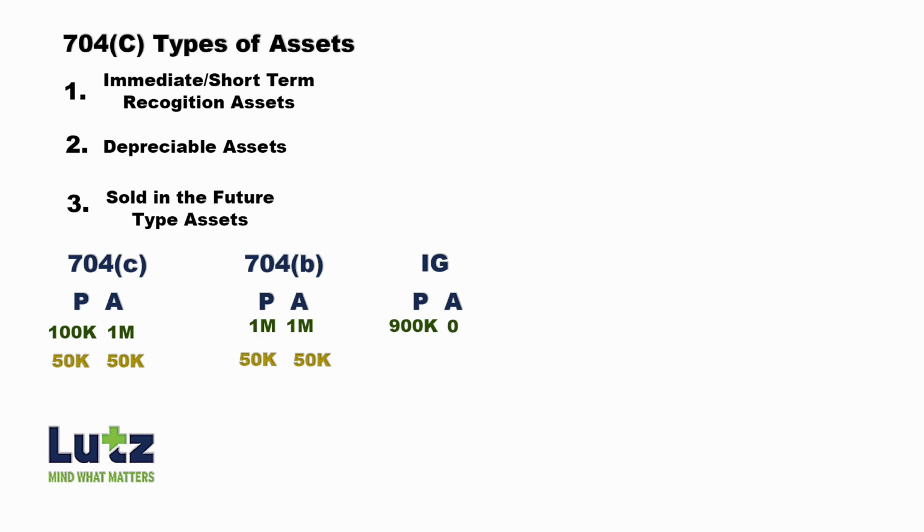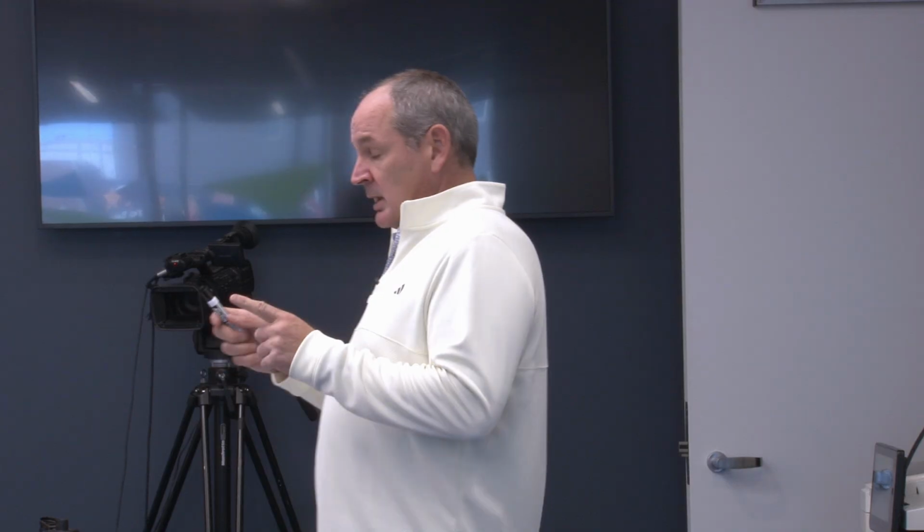So let's do it this way. Agreed upon hits both 704B and 704C accounts. Required only hits 704C. I was getting tripped up on the word required, which one. I got it. Thank you.